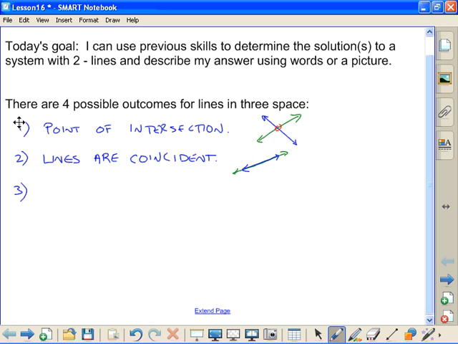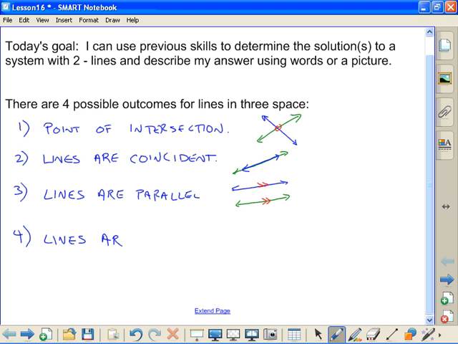The third one, lines are parallel. So all of these match up with what you already know from your grade 10 experiences with systems of equations. So the 2 lines are parallel. And here is the only additional situation in 3 space.